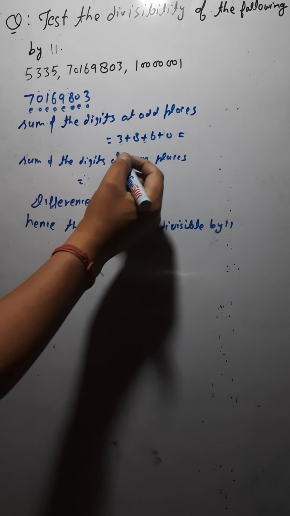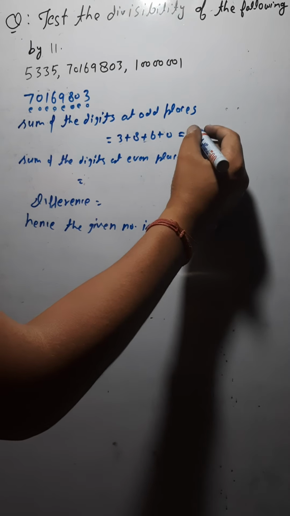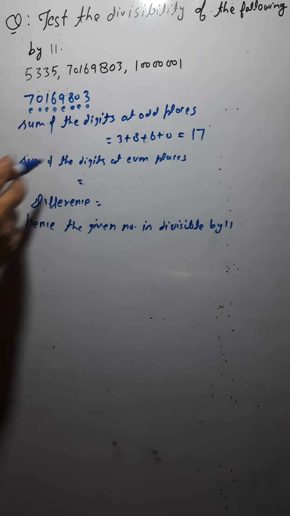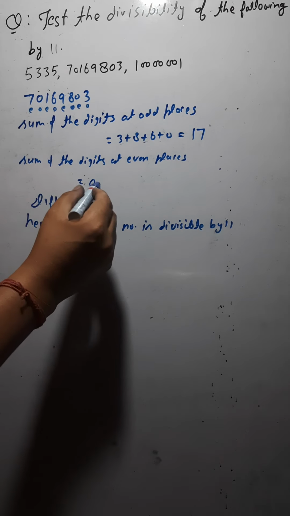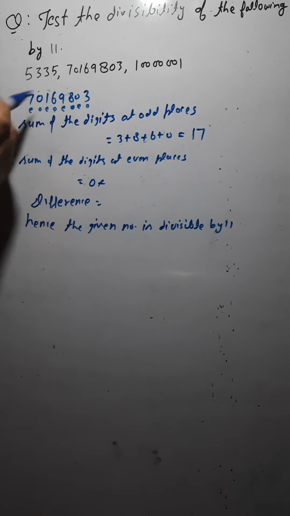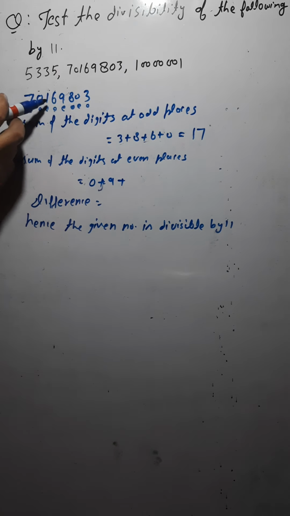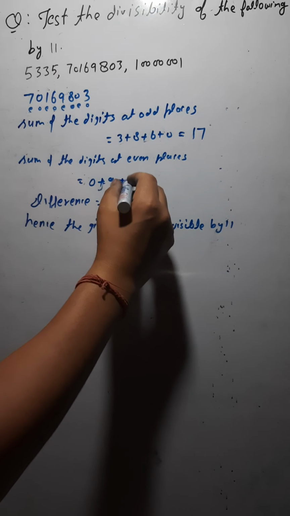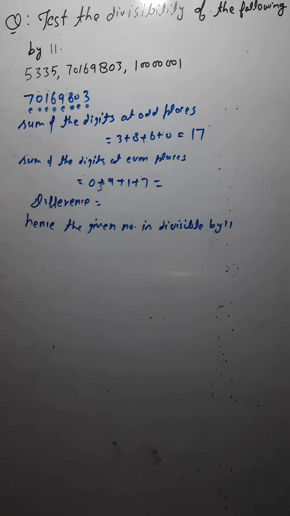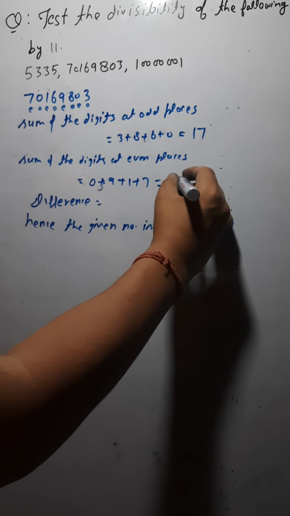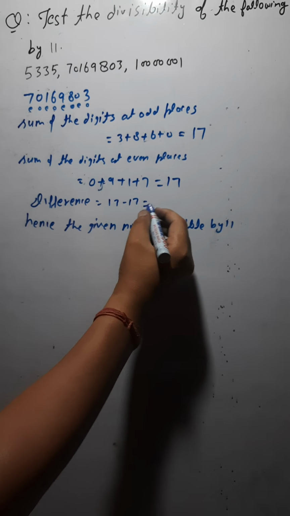Okay, just add all these. 8 plus 3, 11. 11 plus 6, how much? 17. Now sum of the digits at even places. What are the digits at even places? First is 0 plus, second one is 9 plus, third one is 1 and 7. So add these all. 9 plus 1, 10. And 10 plus 7, again 17. Find out the difference. Difference is 17 minus 17 is 0.